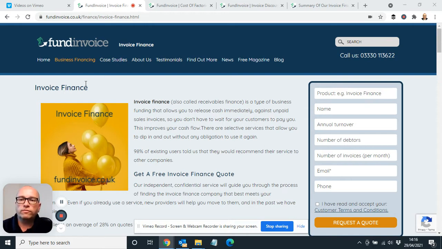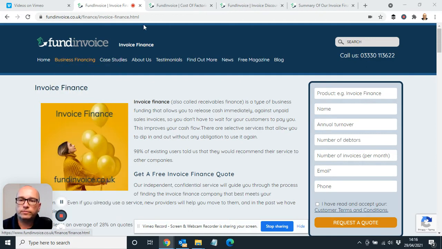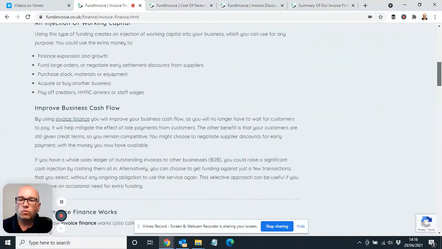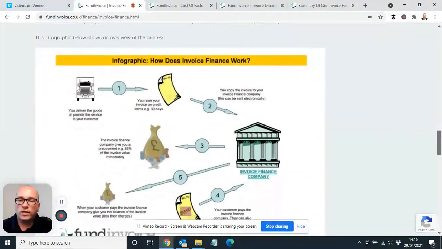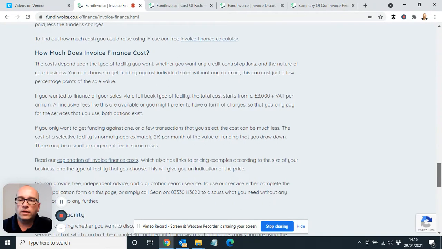So if you go to fundinvoice.co.uk, you can see here under business financing there's the Invoice Finance tab, and that's where I am to start with. Now this page tells you everything about invoice finance, how it works, what the benefits are to you, and it then tells you how much money you can raise, and finally the costs, how they work. So here is a link here to an explanation of the invoice finance and factoring costs.